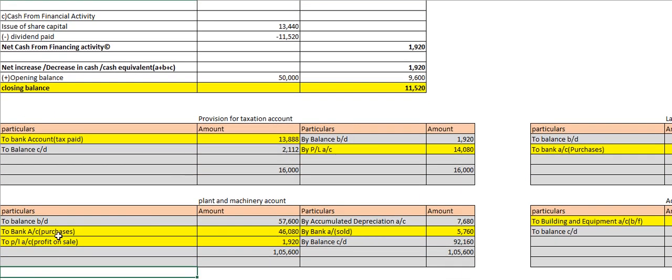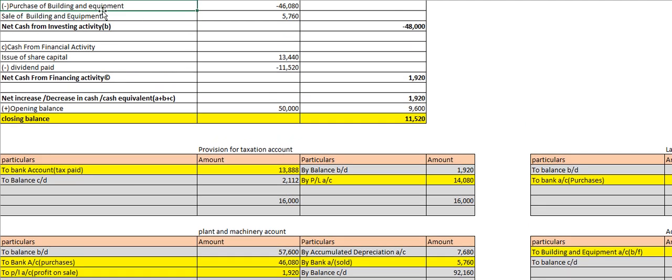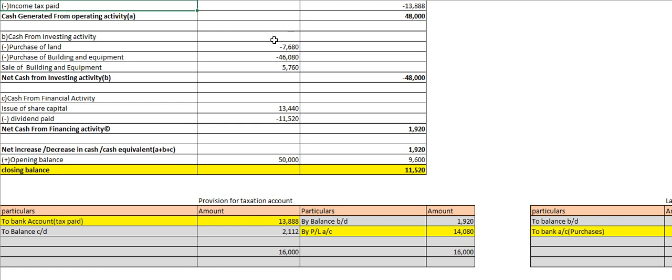Now you look into your building and equipment ledger account. So if you look into your building and equipment ledger account, to bank account purchases 46,080. So minus building and equipment account 46,080. Now if there is any sales which has happened, you will add it. So sales is 5,760, which is your balancing figure. So sale of building and equipment 5,760. So when you total it up, you will get a negative figure of minus 48,000, which is nothing but your net cash from investing activity.